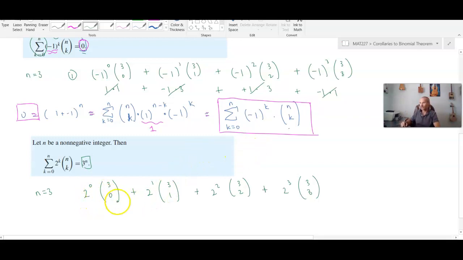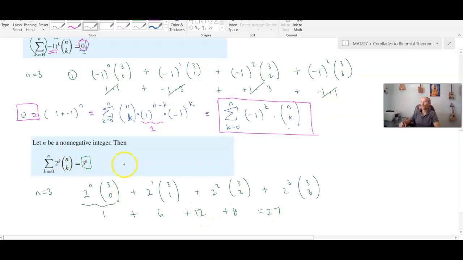All right, 2 to the 0 is 1. This is going to equal 2 times 3, which is 6. This is 4 times 3, which is... 3 choose 1 is 3, 2 times 3. Yes, so 2 squared, that's 4 times 3, which is 12. 8 times 1 is 8. These add up to 27.